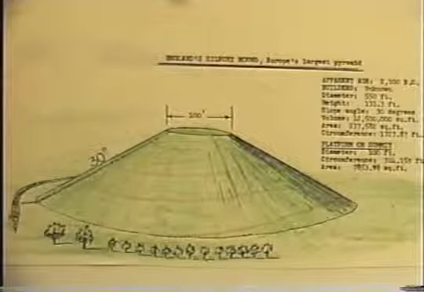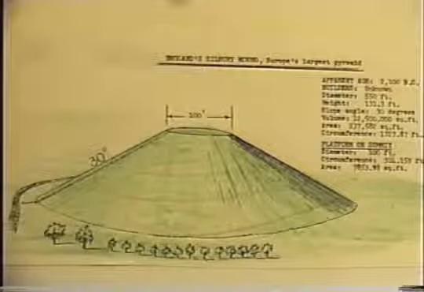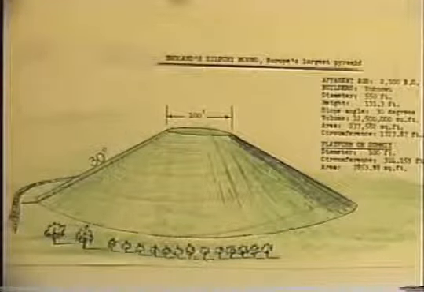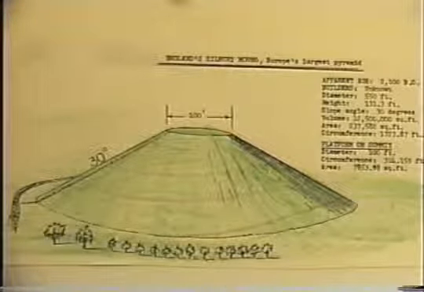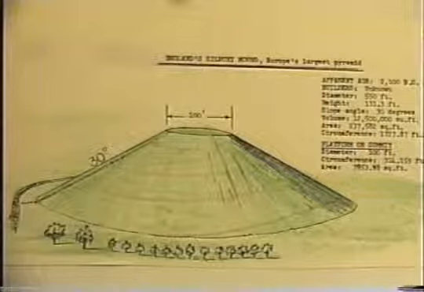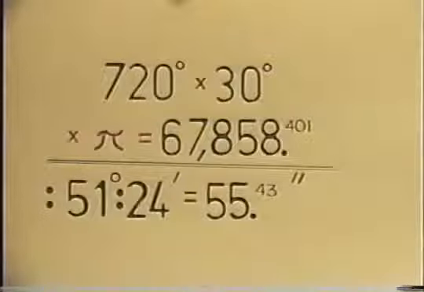I like it when they do that. It simplifies things. Let's see now. 2 circles, one at the base, the other at the top. That's 2 360-degree circles, or 720 degrees. Consistent slope angle of 30 degrees, and pi. A parallel of latitude drawn at precisely 51 degrees 24 minutes and 55.43 seconds crosses right over the center of Silbury.